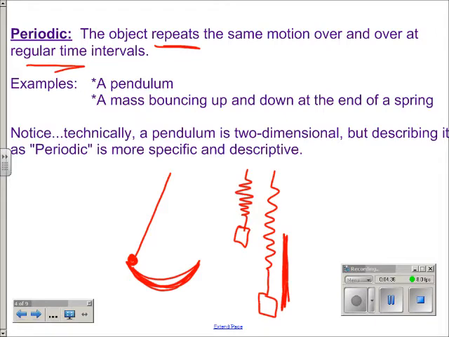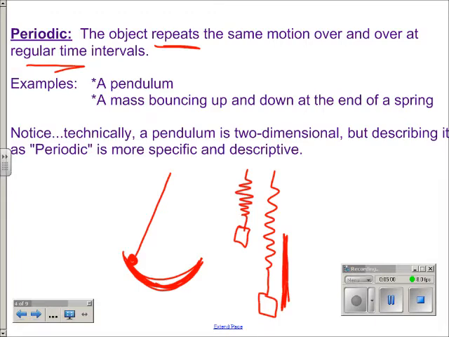All right. I should probably comment that the pendulum is also 2-dimensional motion, right? Because it's traveling in a path that's not a straight line. But by describing it as periodic, we're being a little bit more specific and descriptive. So if I give you an example of an object and ask what kind of motion it is, you want to give the type that is most descriptive, the one that's most specific.